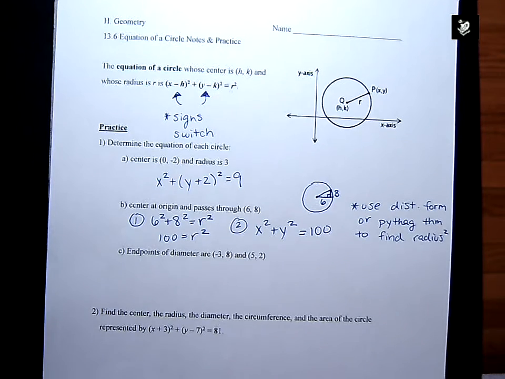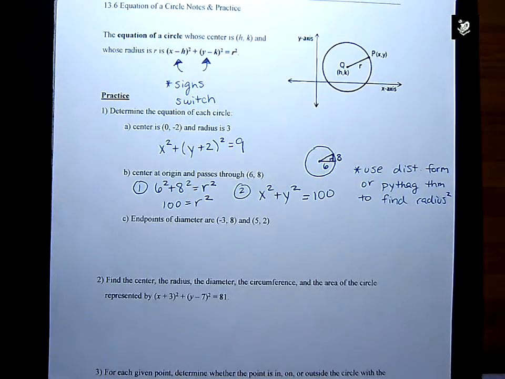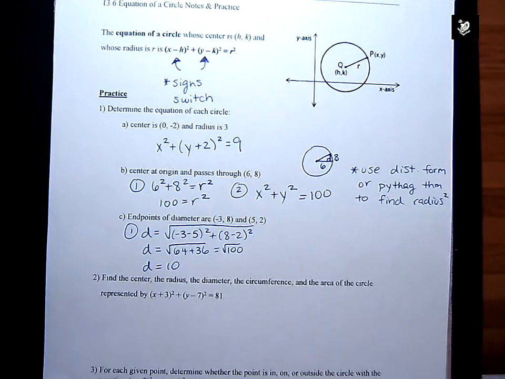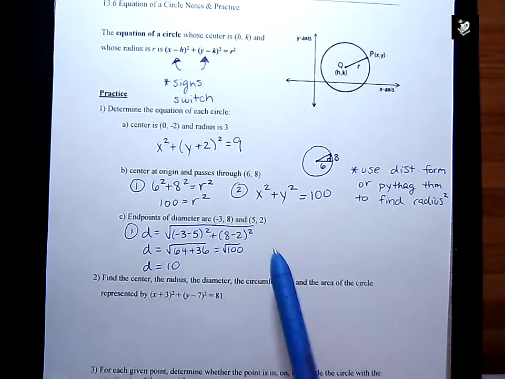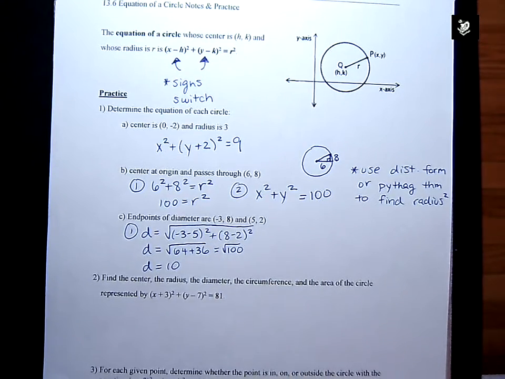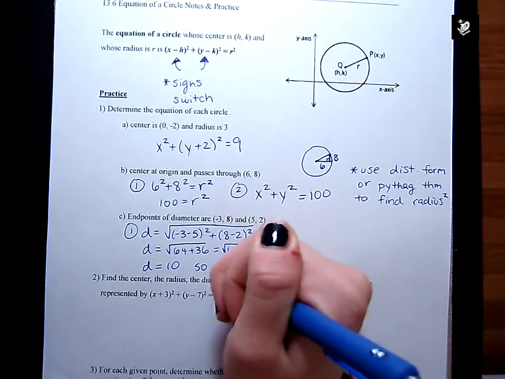All right, last one. This time they're giving you the endpoints of the diameter, and they are negative 3, 8, and 5, 2. So see if you can find the equation of that circle. So the first thing I did is I found the length of the full diameter using the distance formula. And I found that the diameter is 10. So that must mean that the radius is 5.